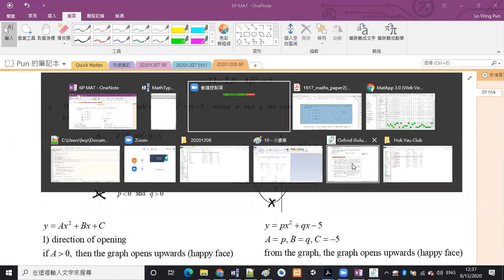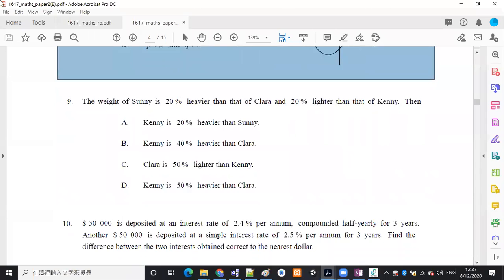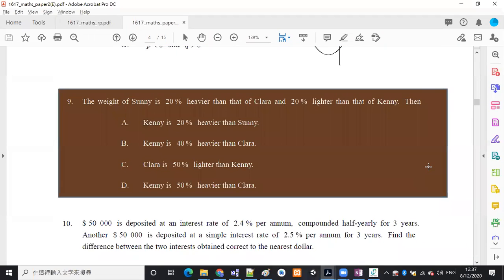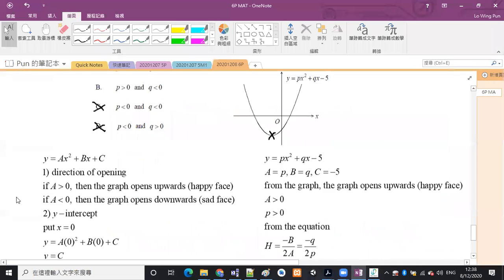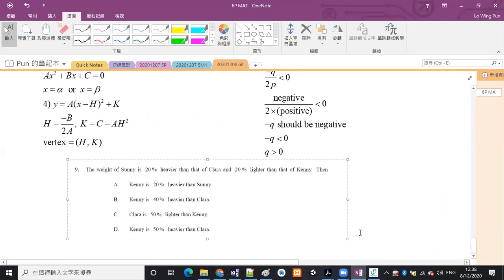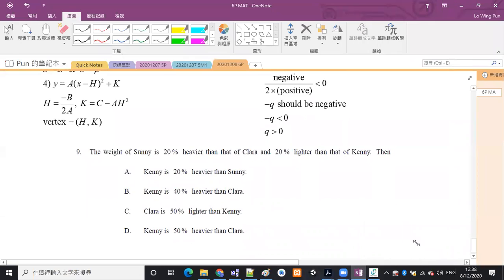But number 9 we expect everyone to be able to do. Number 9, number 10. Number 9, the weight of Sunny is 20% heavier than that of Clara, and 20% lighter than that of Kenny.